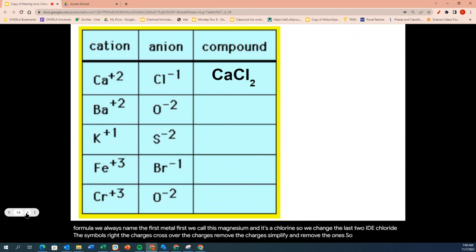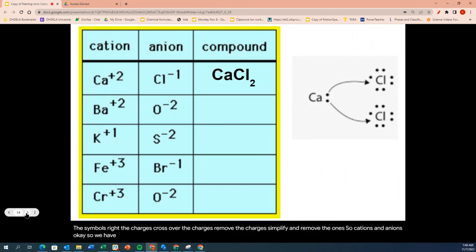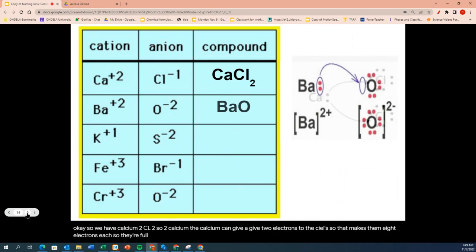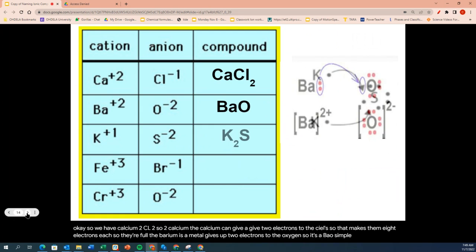So cations and anions. Okay, so we have calcium and Cl2. So the calcium can give 2 electrons to the Cls. So that makes them 8 electrons each, so they're full. The barium is a metal, gives up 2 electrons to the oxygen, so it's a BaO, simple.